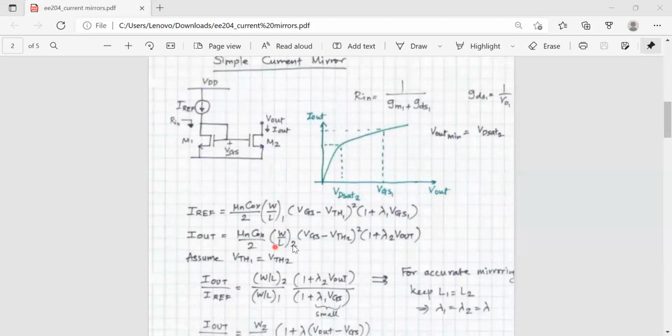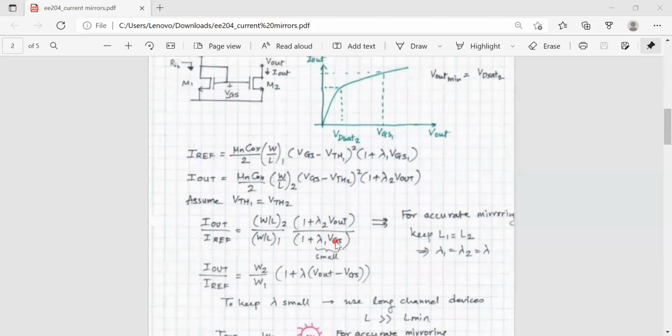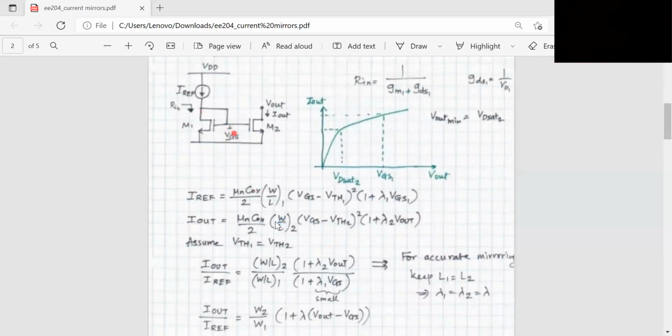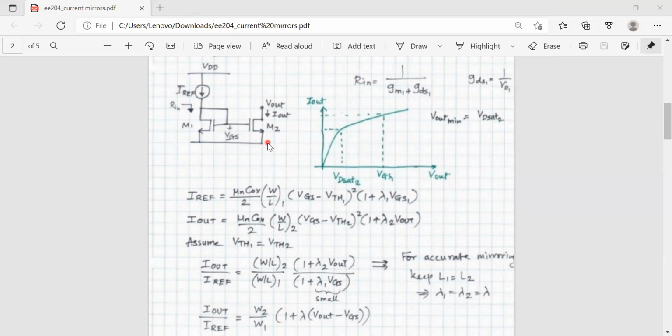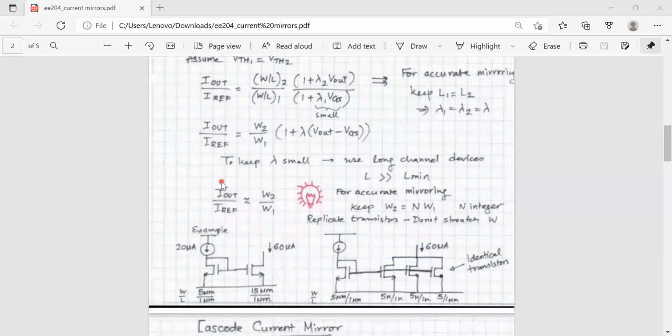Let's write the equations of the two MOSFETs. Then we can notice that I out by I RF is equal to W2 by W1 times (1 plus lambda 2 V out) by (1 plus lambda 1 VGS). VGS is the same as the given input. And we notice that the ratio depends upon the width of the two MOSFETs. In this way, we can regulate the output with respect to the input.